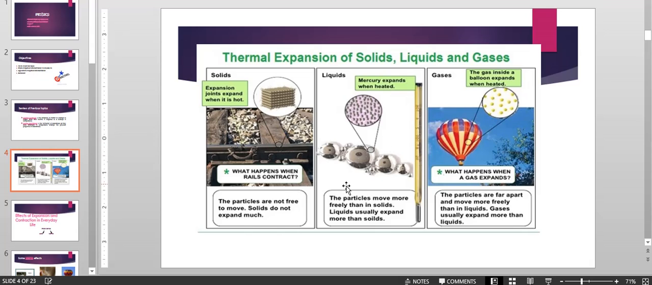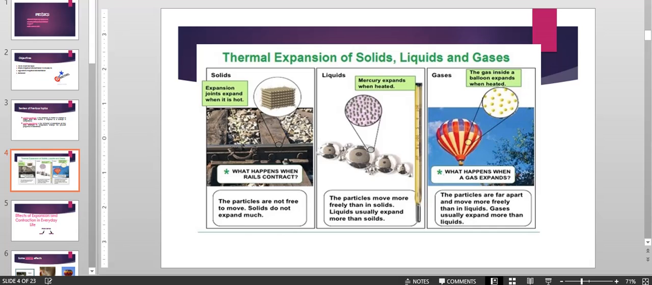And in liquids, the particles move more freely than in solids. Liquids usually expand more than solids. For example, here we have taken the example of mercury. Mercury expands when heated. And then thermal expansion in gases. The particles are far apart and move more freely than in liquids. Gases usually expand more than liquids. As in this, the gas inside a balloon expands when heated. So this was our previous topic.